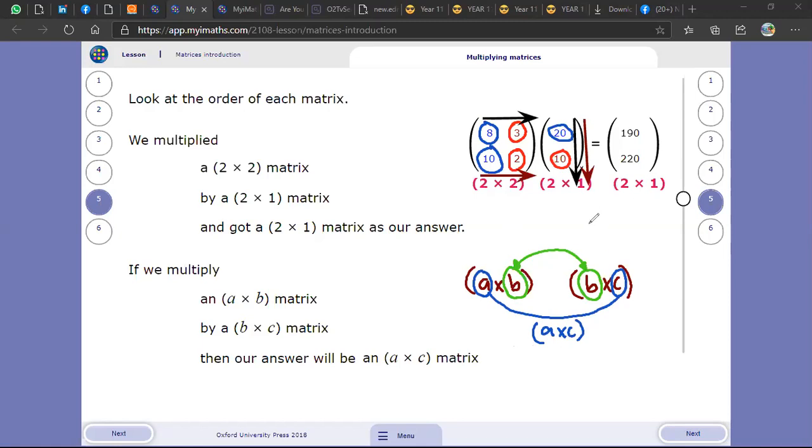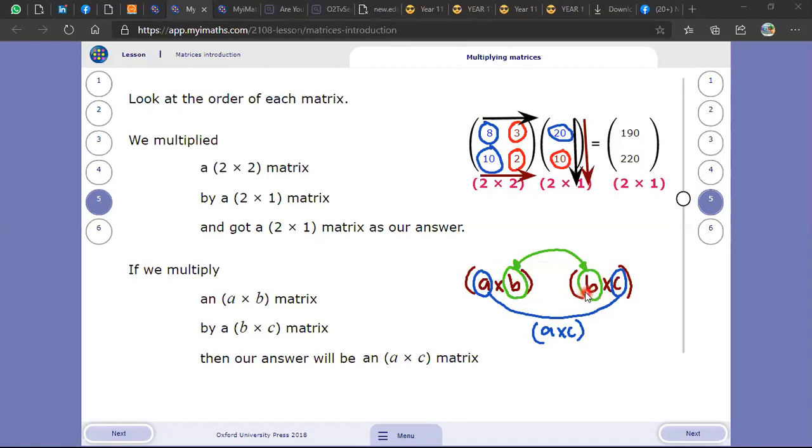For me to know that I can multiply two matrices, the number of columns of the first matrix, okay, must be equal to the number of rows of the second matrix. I repeat, for me to know that I can multiply two matrices, the number of columns of the first matrix must be equal to the number of rows of the second matrix. Once that is discovered, then it is possible to multiply.